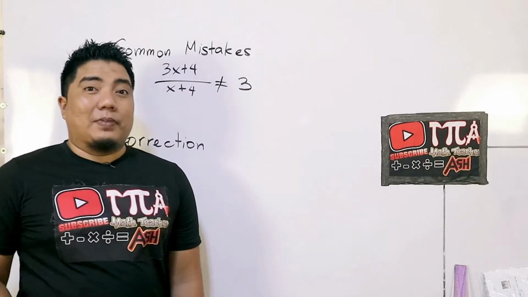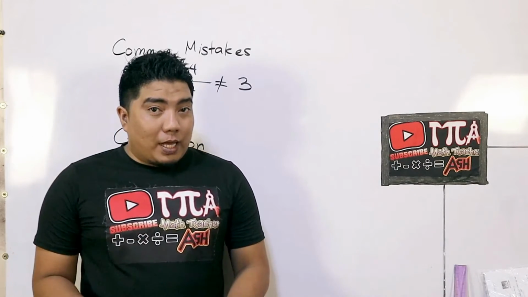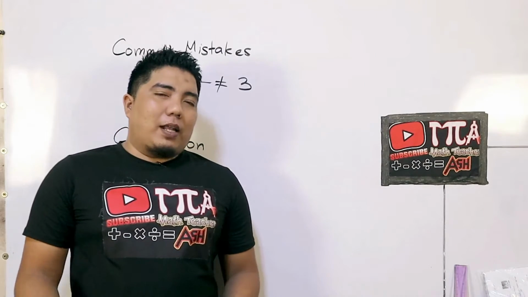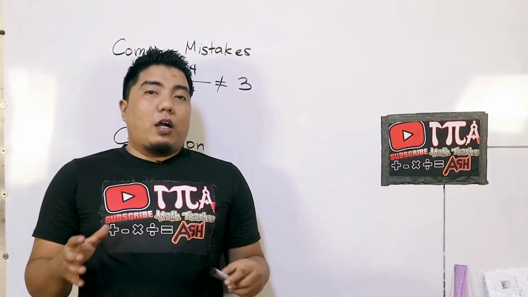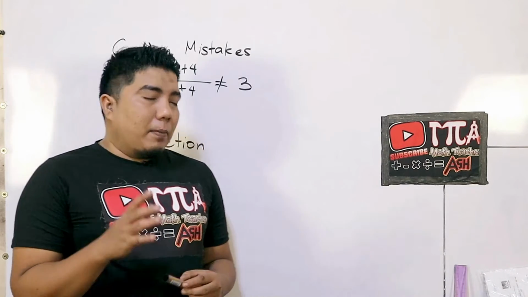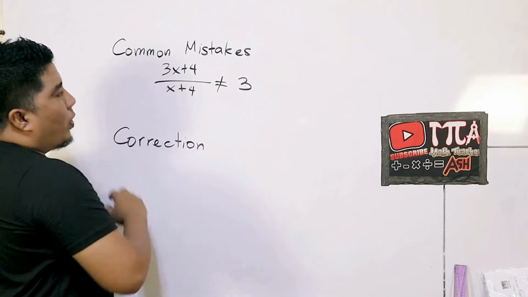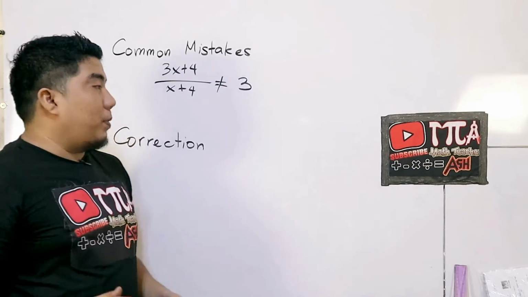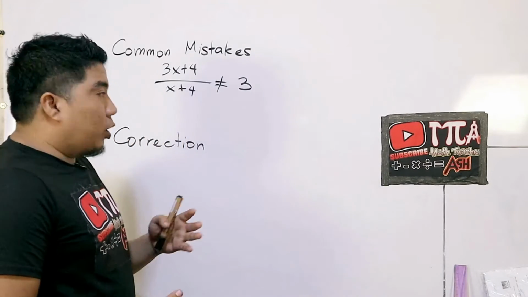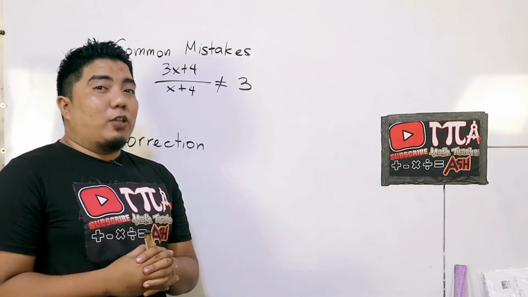Basically, that is wrong. Why is that so? Because when you cancel a binomial to another binomial, this can only happen if the two binomials are identical. Meaning that here in our numerator, we have 3x plus 4. That is the whole binomial. While in the denominator, we have x plus 4. That is also the whole binomial for the denominator.